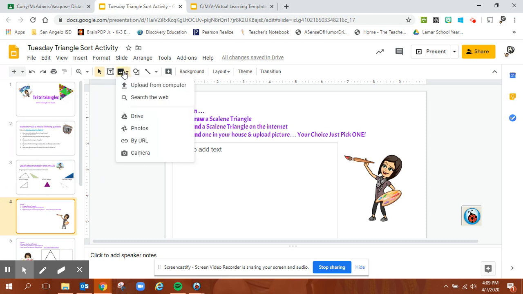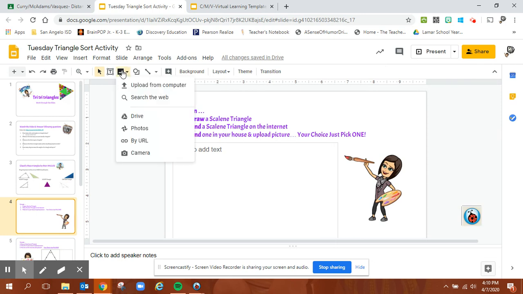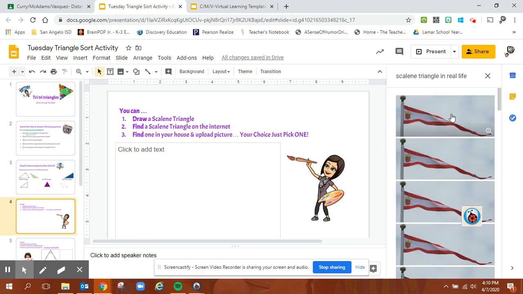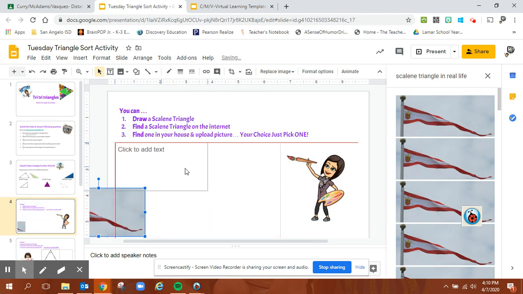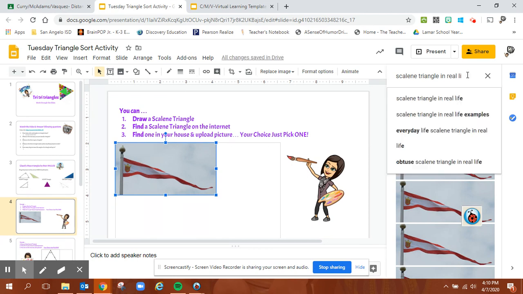So over here where it says insert image and it says search the web, I can go over here and type in, I'm looking for a scalene triangle. And I'm going to pick in real life. Okay, so here's a flag. I'm going to insert it. Now it's going to be really big, so I'm going to have to scooch it down and then move it over. And then if you wanted to, you could give multiple examples if that's what you want.